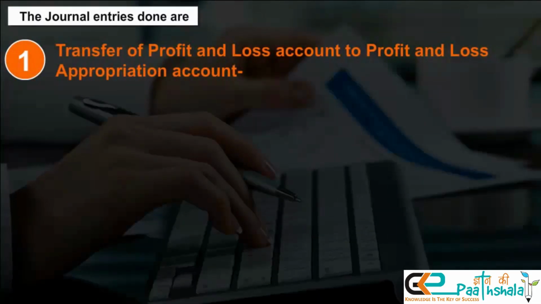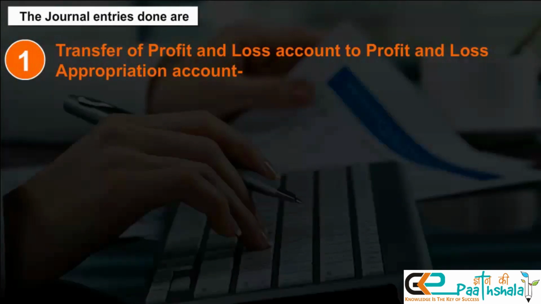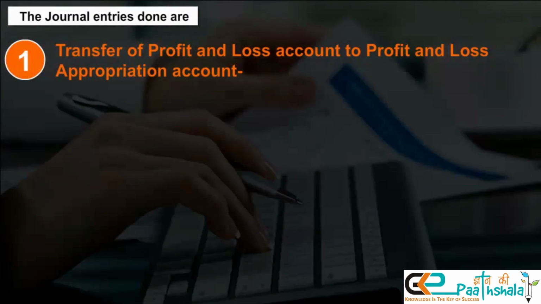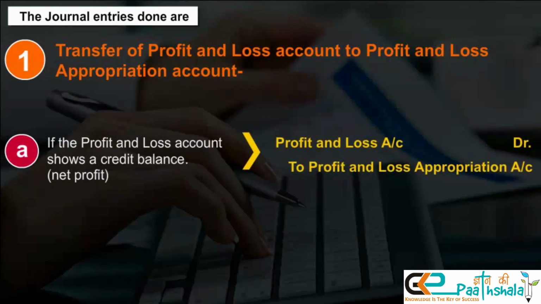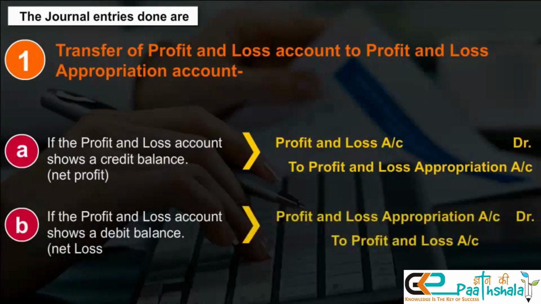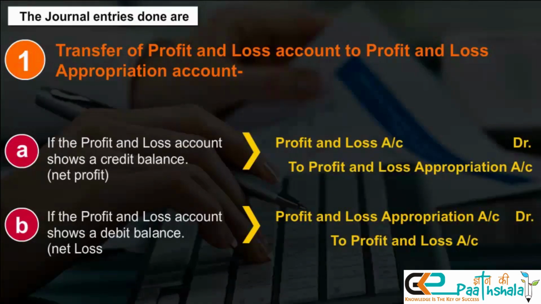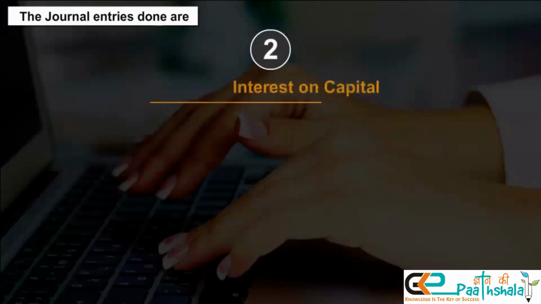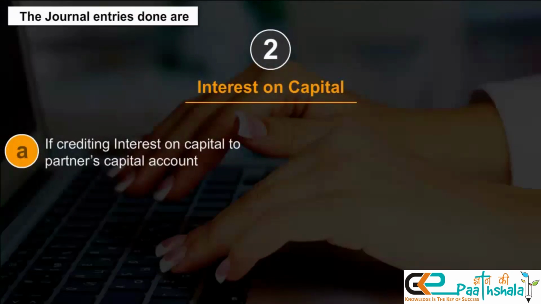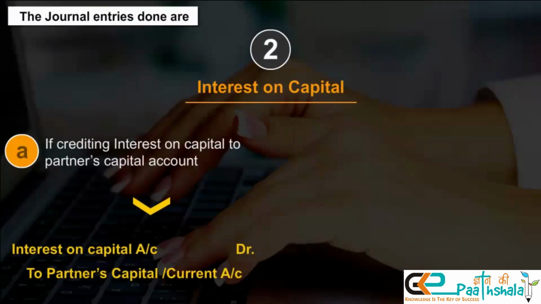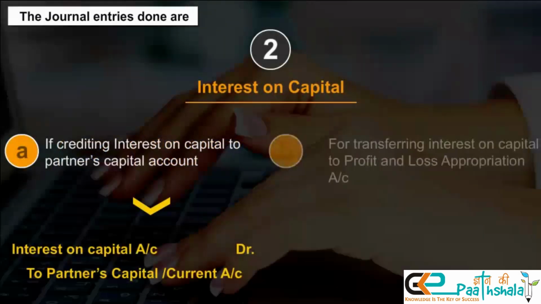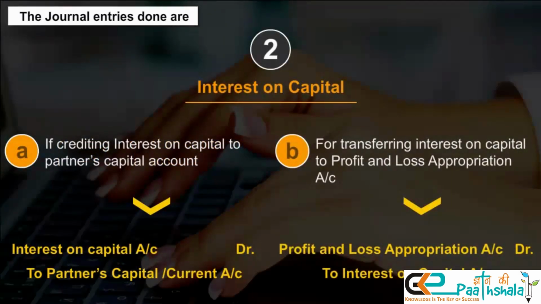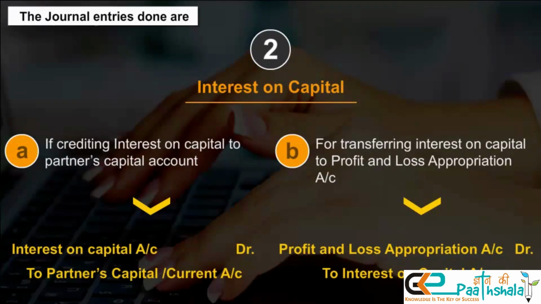1. Transfer of profit and loss account to profit and loss appropriation account. There are two conditions in that situation. A. If the profit and loss account shows a credit balance. B. If the profit and loss account shows a debit balance. 2. Interest on capital. A. For crediting interest on capital to partner's capital account. Please note that this will be done for individual accounts of the partners. B. For transferring interest on capital to profit and loss appropriation account.